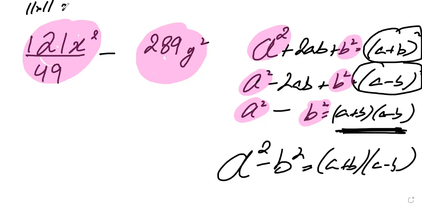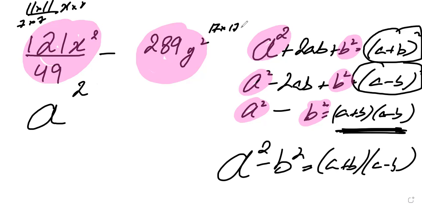11 into 11, x into x, 7 into 7. It is a perfect square. So guys, if it is a perfect square, then it is representing a square. Now come to the last term. Yes, it is a perfect square.